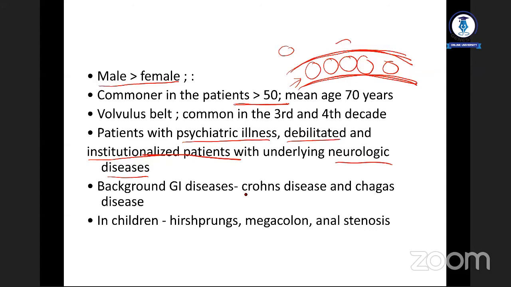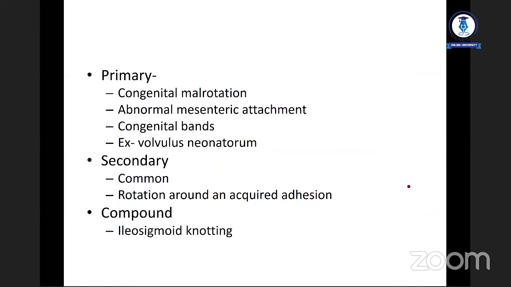So other problems like Crohn's disease, Chagas disease, these are also predisposing factors. In case of children, Hirschsprung disease, megacolon, and stenosis. Not very important, but it's worth knowing these things. Okay, this is very important.